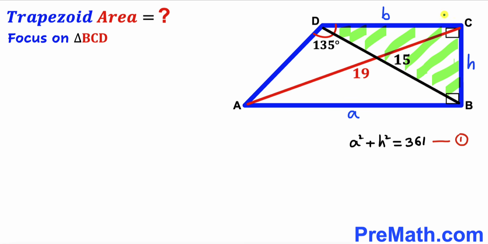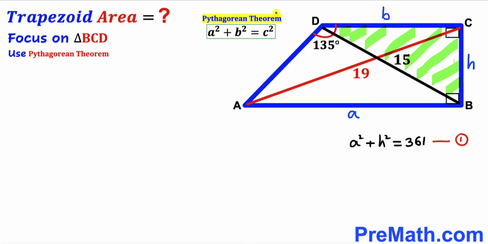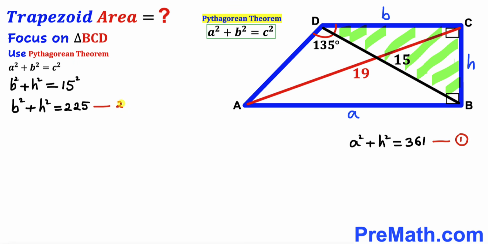Now we are going to focus on this other right triangle BCD, and apply the Pythagorean theorem on this triangle as well. Here's our Pythagorean theorem once again: a squared plus b squared equals c squared. Here in our case, our hypotenuse is 15, whereas our two other legs are lowercase b and height h. So we got b squared plus h squared equals 15 squared. Let's simplify furthermore. So b squared plus h squared equals 225, and now I'm going to label this as our equation number 2.